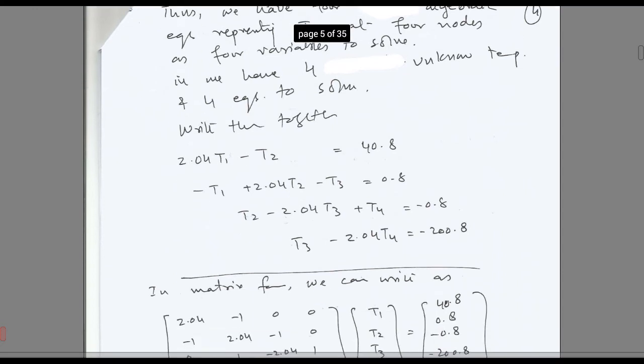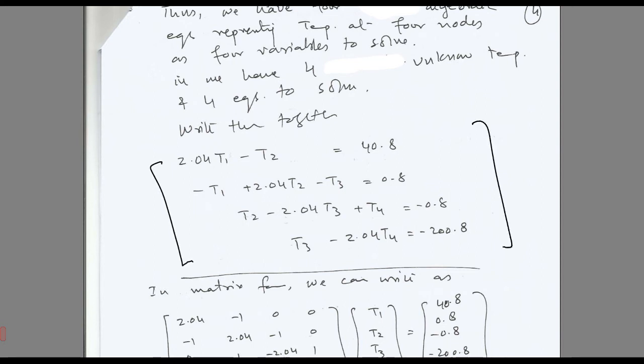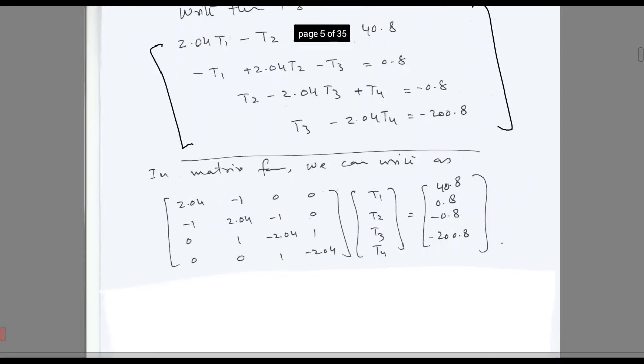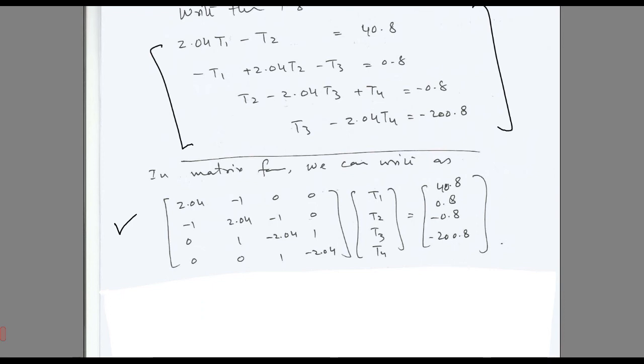So 4 equations, 4 variables. They can be written together, and next we put them in the matrix form. Now this matrix form can be solved by using naive Gaussian elimination, or the best method will be the tri-diagonal method.